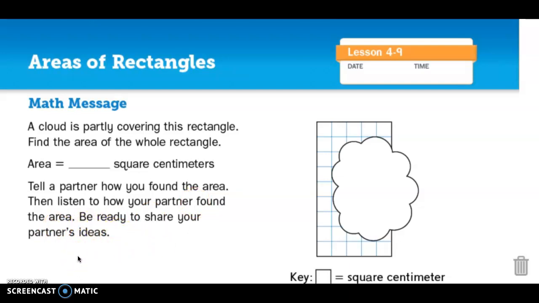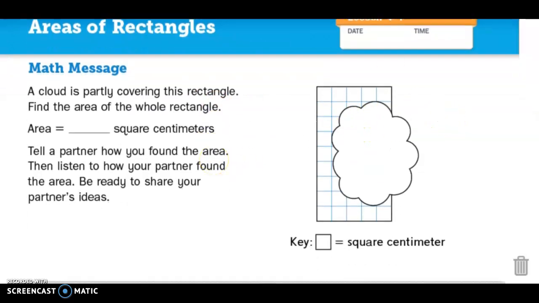Okay, so you might not be with a partner at home, but if someone's near you, or a stuffed animal, or a pet, go ahead and share your strategy. Put me on pause, write your answer, and then unpause me so we can double check your answer. Go ahead. All right, if you are back, you should have something written in this blank spot. If not, go back and do your work. That's your job right now.